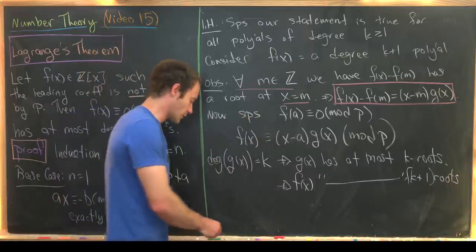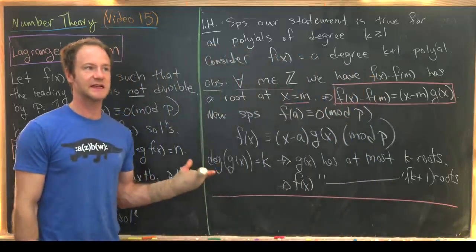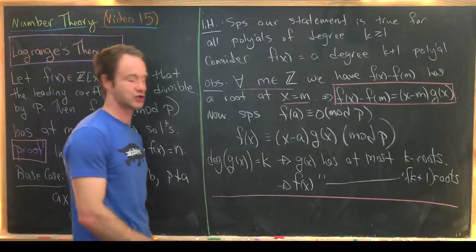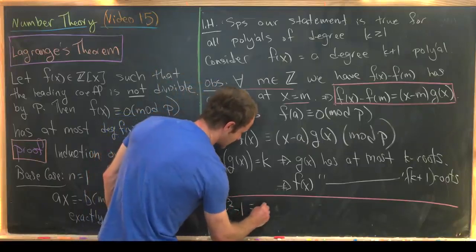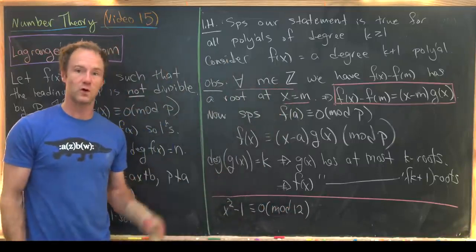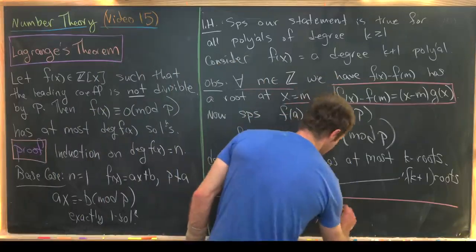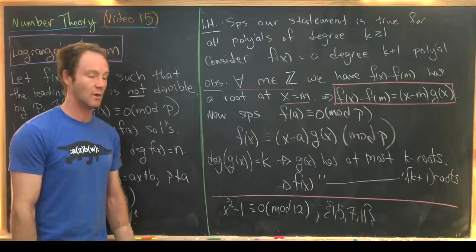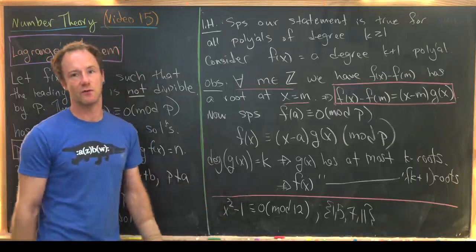Okay, now before we move on to our next result, I want to look at a case when we're working modulo not a prime and see that this is not true. Notice if we take x squared minus 1 congruent to 0 mod 12, we have 4 solutions to this. And our solutions come from the set 1, 5, 7, and 11. You can check that all of those square to 1 mod 12. And so when you subtract 1, you get 0 mod 12.